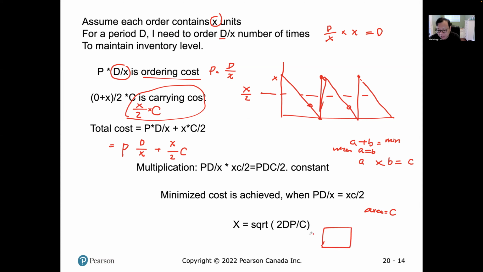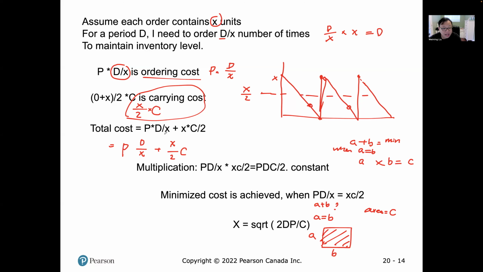You have A and B. So A times B, this area, that's the area. This is a constant. So then what is the minimum of A plus B? What's the minimum of A plus B? So the minimum of A plus B will happen when A equals B. Okay.